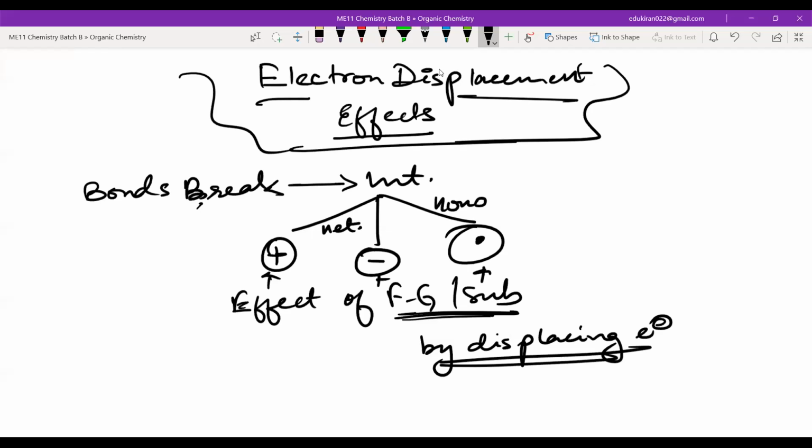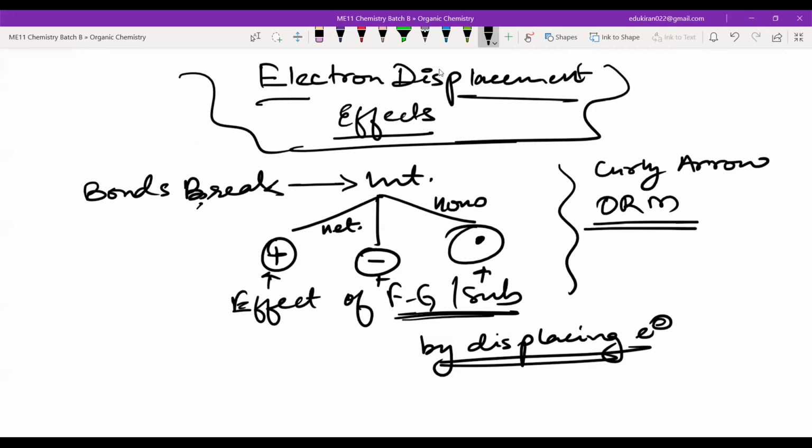So in today's class, we learned about the curly arrow. Then we learned about the 3 types of intermediates, and a general introduction to the organic reaction mechanism, and how the electrons move from electron sources to electron sinks. In the next class, we will start mainly the electron displacement effect, and those topics are the inductive effect and resonance.